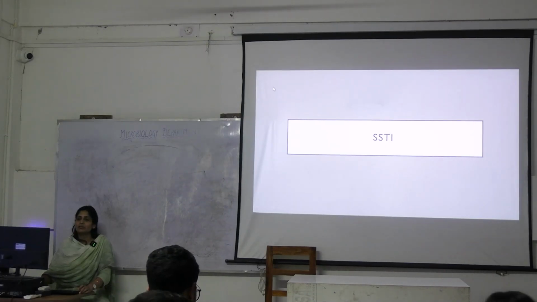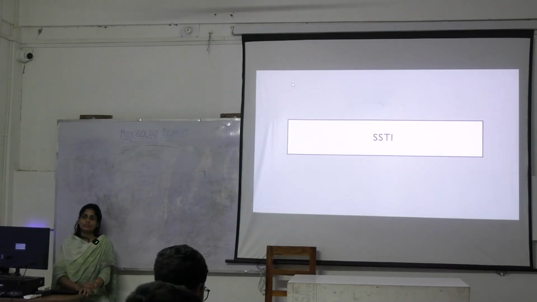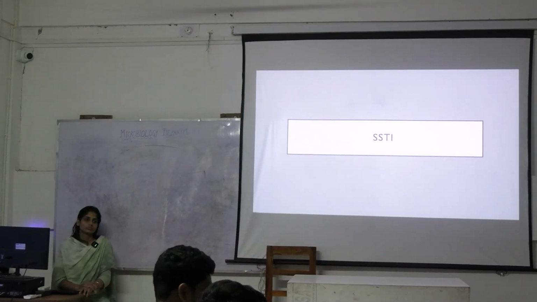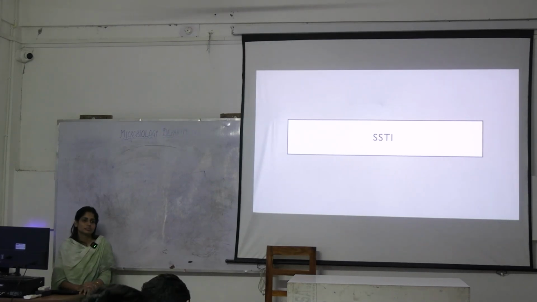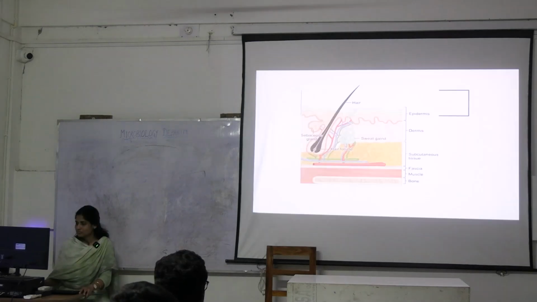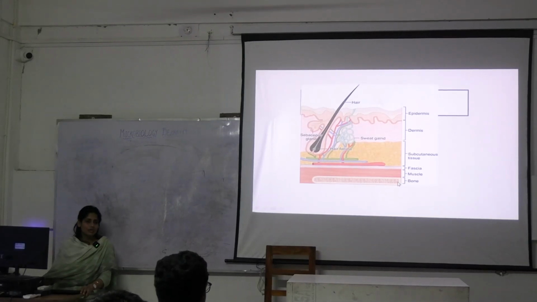What do you understand by them? What is the function of skin? Protection from the external environment. And what are the layers of skin? These are the layers: epidermis, dermis, underlying that is subcutaneous tissue, then fascia which covers muscles and bones, right?